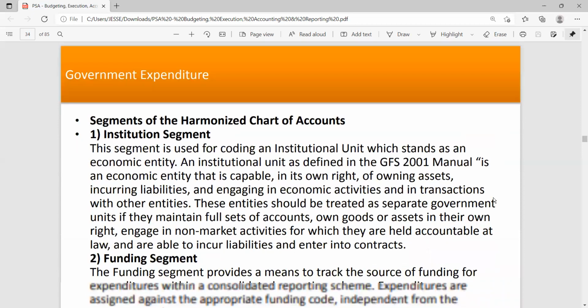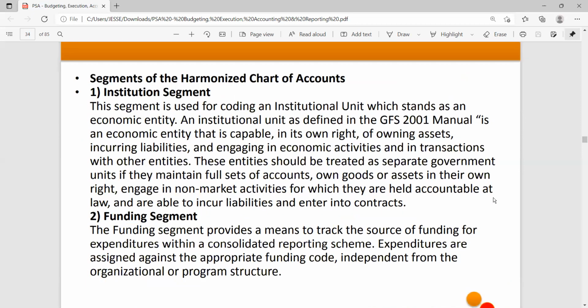Now let's move on to segments of the harmonized chart of accounts. Number one, let's look at the institution segment. This segment is used for coding an institutional unit, which stands as an economic entity. So the institution we are referring to here is an economic entity.